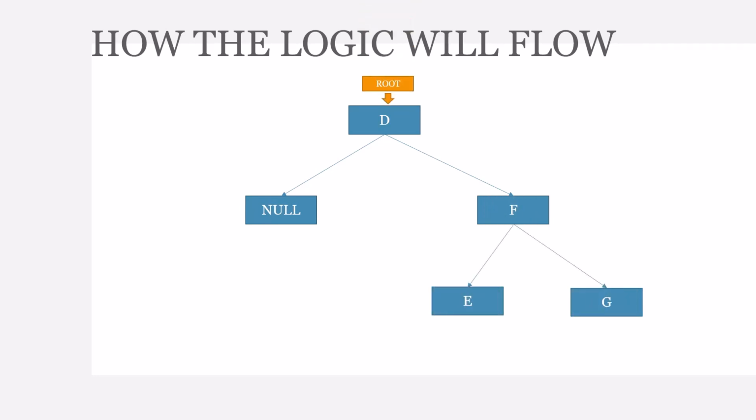Let's take another situation, something like this. So again, we have our root. Left subtree has a null there. Right subtree has got some nodes, right? And of course, we have our terminal nodes, as you can see there.